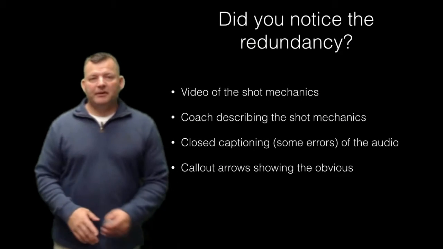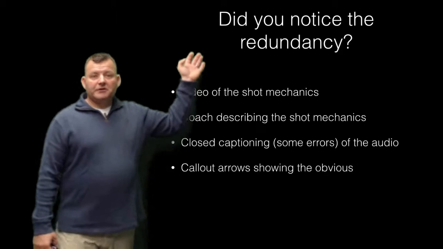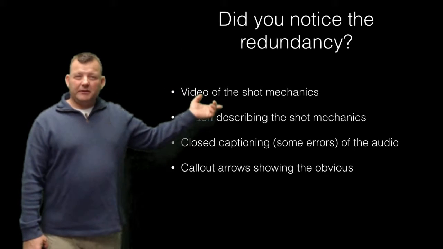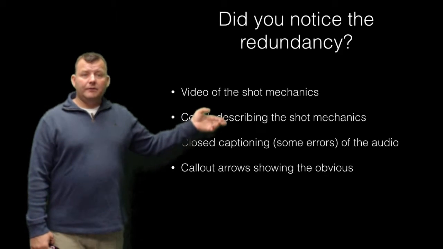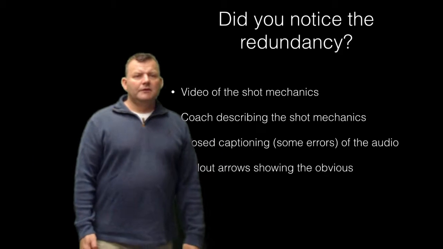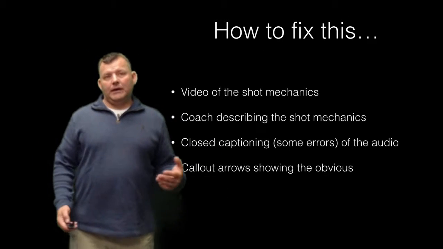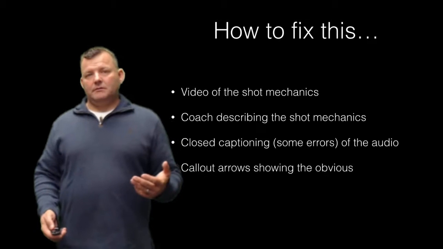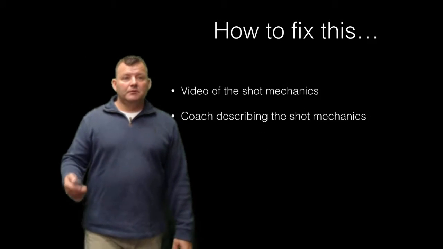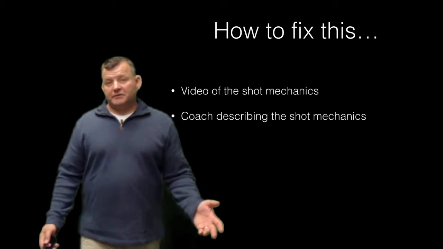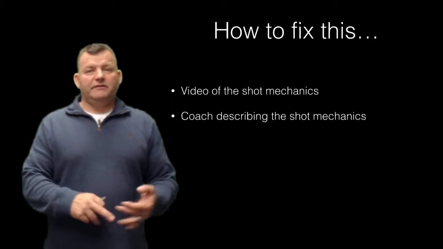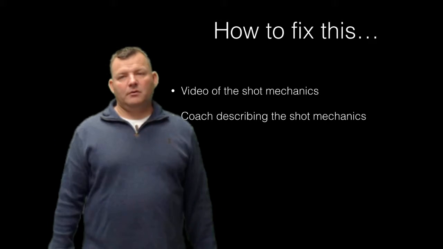Okay, so that brief example there, he's going to go through shot mechanics, there was the coach talking, there was some closed captioning there that actually had some errors in it, and then there were call-out arrows showing some obvious information later on in that video. So in order to fix this and be as in line with the redundancy principle, we would want to remove the extraneous material. We want to get rid of the closed captioning unless you were in need of that, and different call-outs and things that were unnecessary or were distractions.